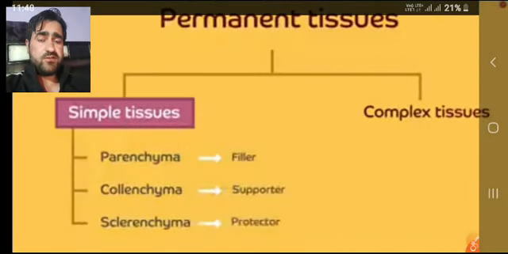All the three tissues perform three different functions, three different roles, and the cells are also different according to the roles and the functions they are supposed to perform. For example, parenchyma is a filler; collenchyma is a supporter, providing mechanical strength to the plant body; and sclerenchyma is the protective tissue. We will discuss all three types of tissues, the parenchyma, collenchyma, and sclerenchyma tissue, in the upcoming video.